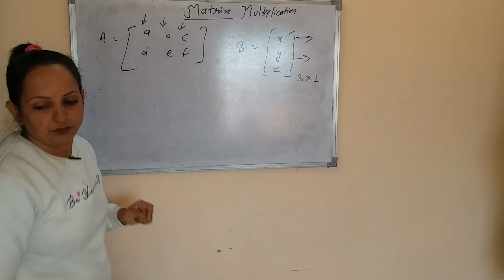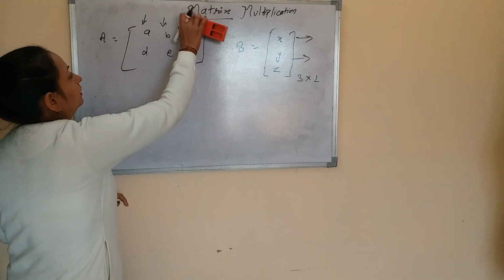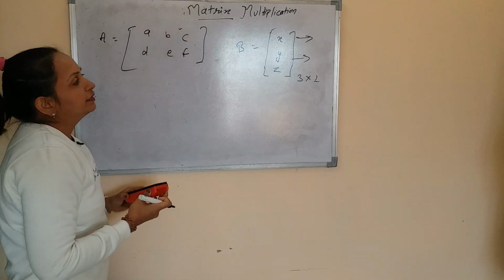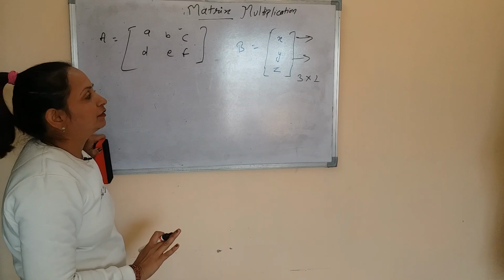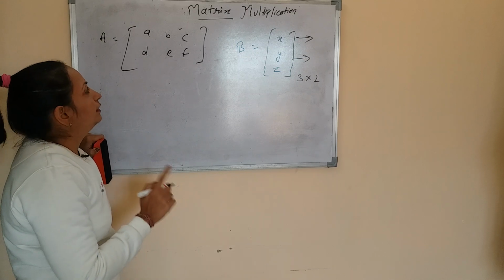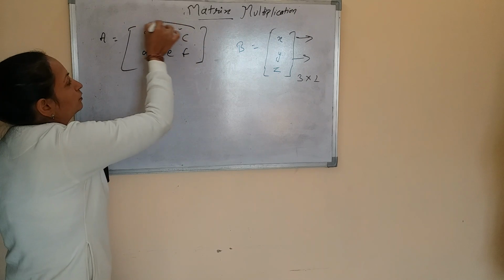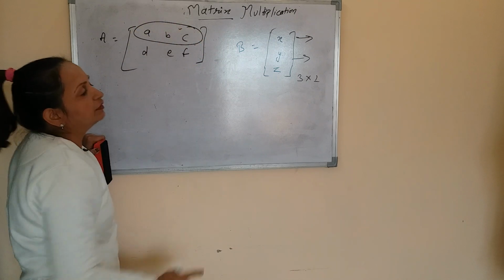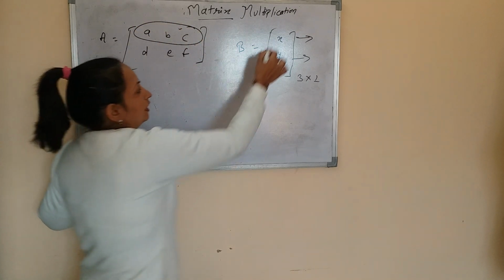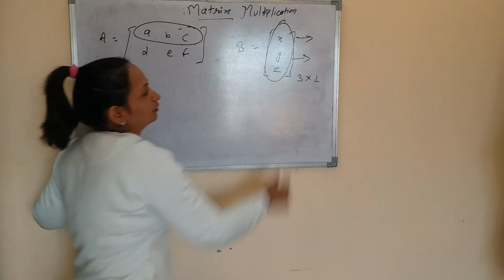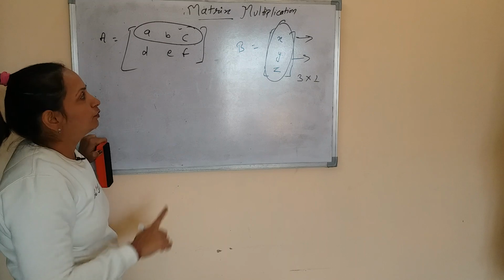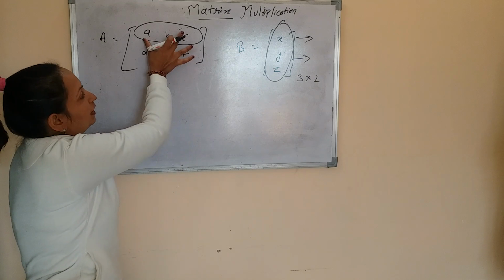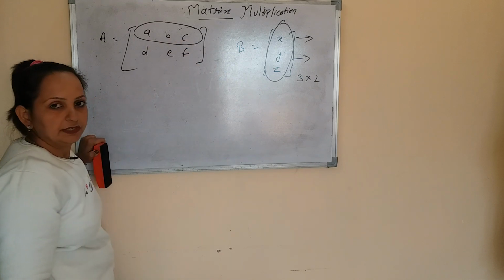So let me tell you the process of how we can multiply these two matrices. After satisfying the condition, we are sure that we can perform the matrix multiplication. And what is the process? You have to select one row from the first matrix and one column from the second matrix. So I am going to multiply this first row to the first column.